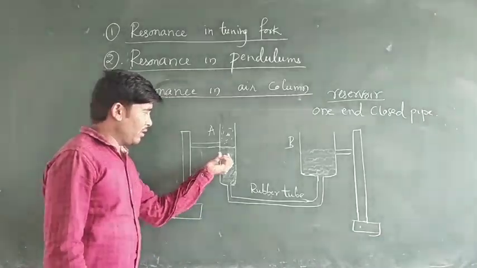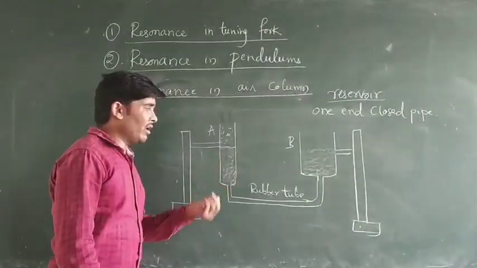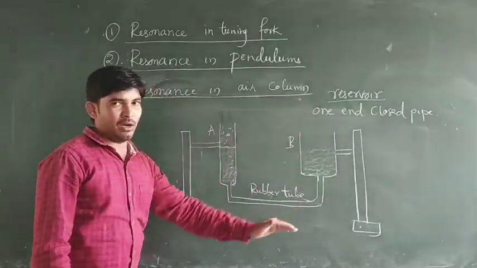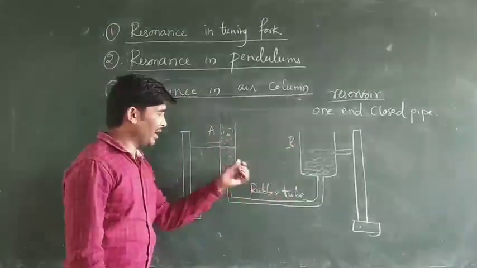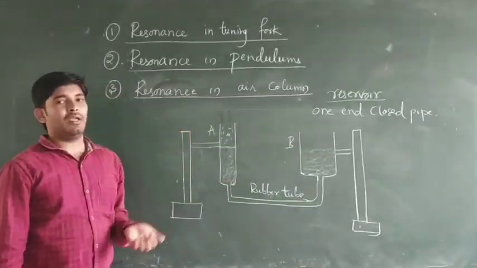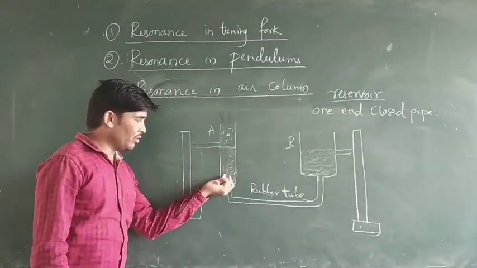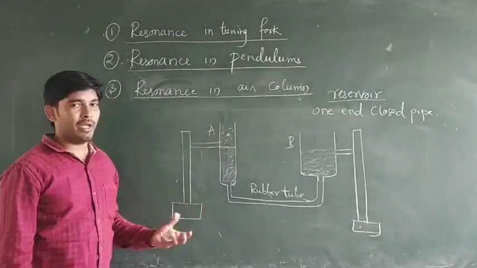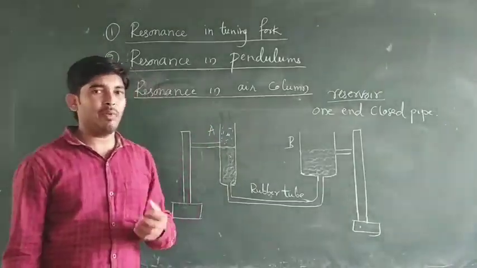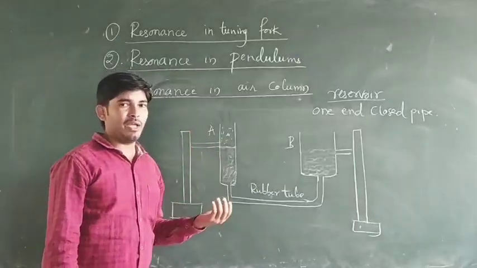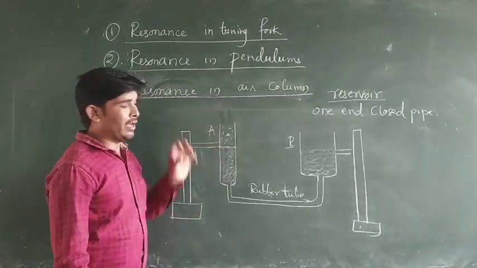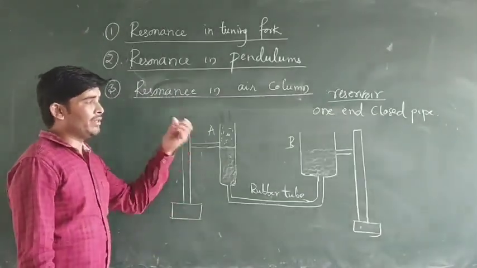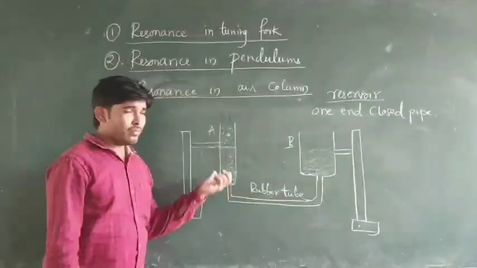So here we can change the level of water in the tube A by moving the vessel up or down. As the level of water in the tube A changes, the length of the air column in the tube A also changes. So by changing the length of the air column, we can make these air columns vibrate under resonance. So now let us see how the resonance will take place in this air column.